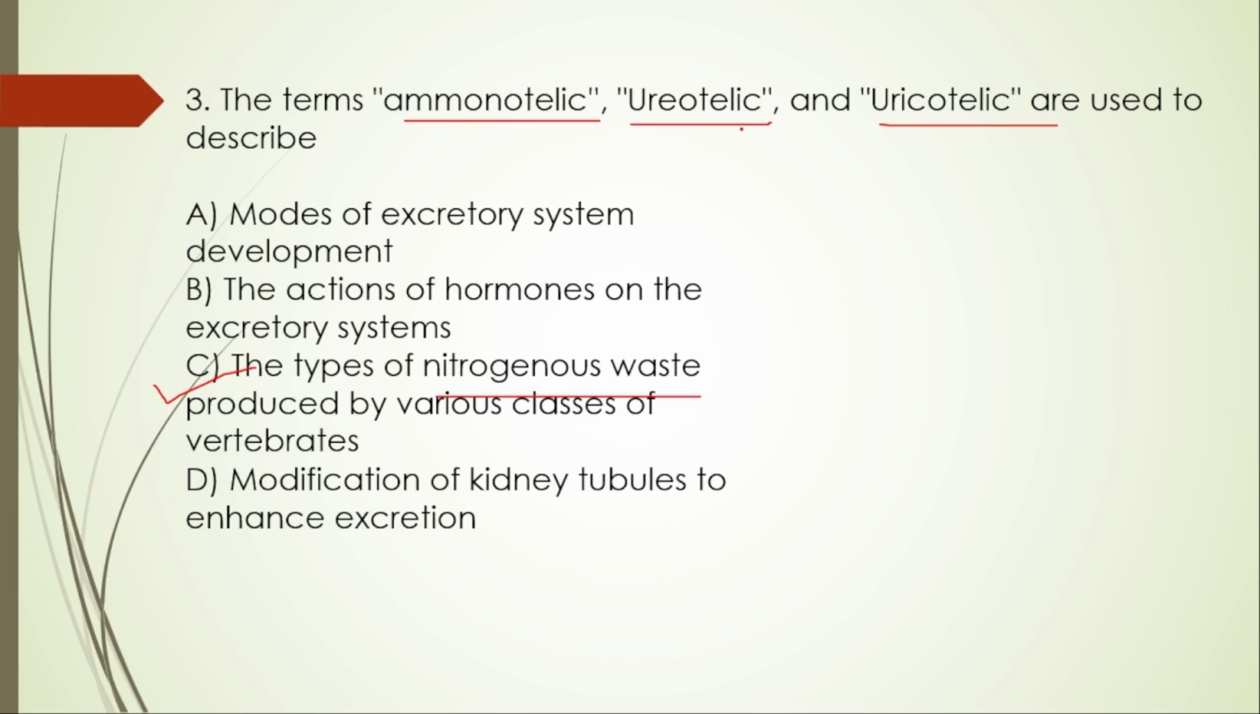What does it mean by ammonotelic, ureotelic and uricotelic? Ammonotelic means organisms that excrete ammonia. Ammonia is highly toxic, we just understood, isn't it? Ureotelic, organisms that excrete urea. And uricotelic, the organisms that excrete uric acid. So if the organism is excreting ammonia, it is called ammonotelic. If the organism is excreting urea, ureotelic, and uric acid means uricotelic.